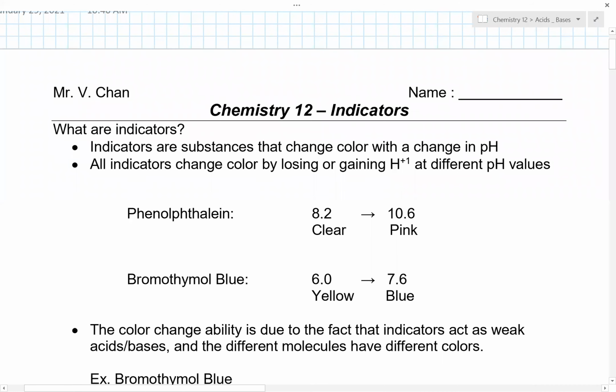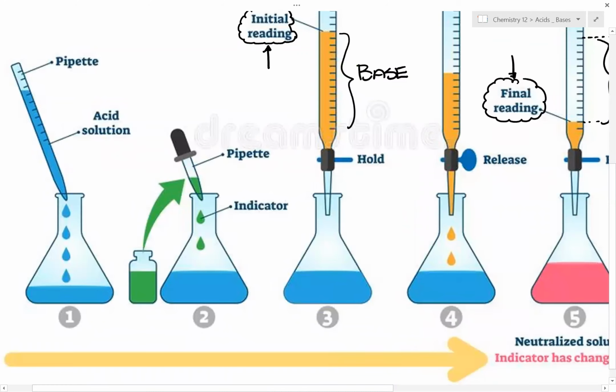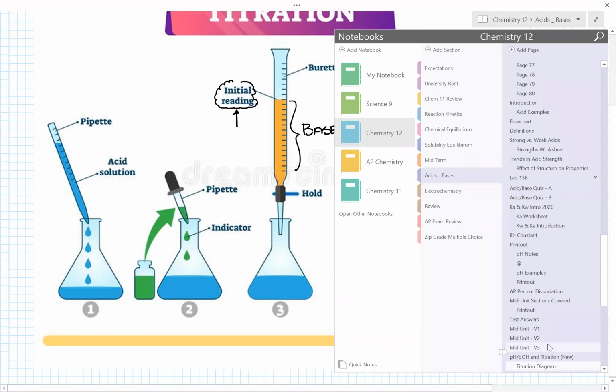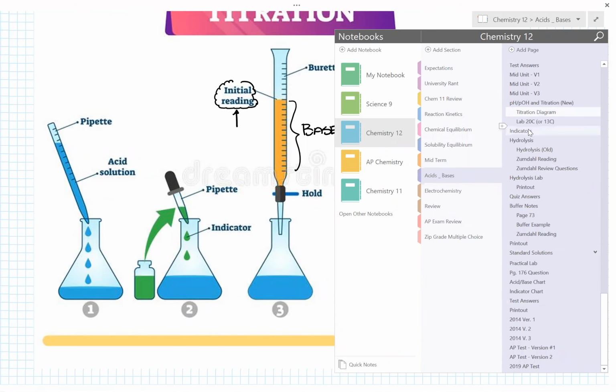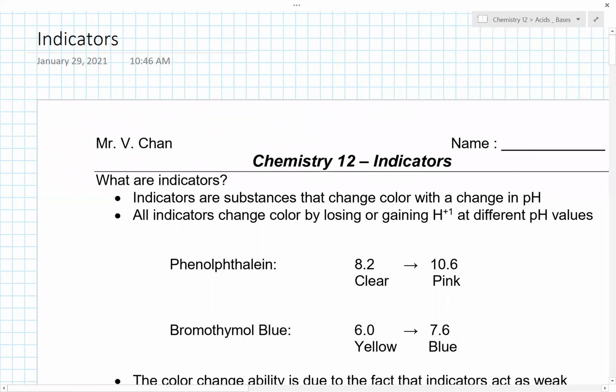Hello, Chemistry 12. Today, what I wanted to do was focus on something that we use in titrations, which are indicators. Now, I had touched upon this last lesson when we did this little diagram of how we use titrations. And what I want to do is focus on this indicator. Now, some of you have already been exposed to indicators before, right? Either in grade 10 or in Chem 11 or whatever.